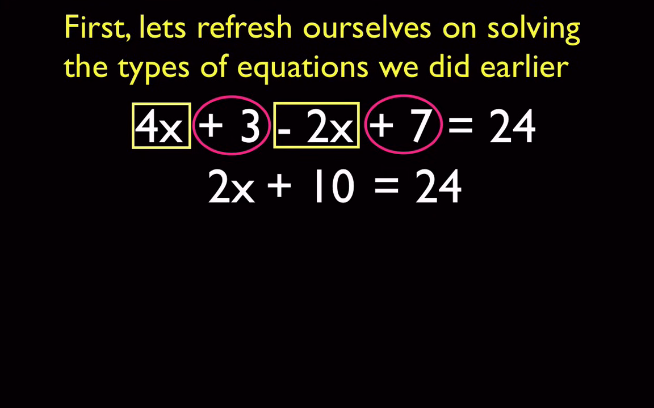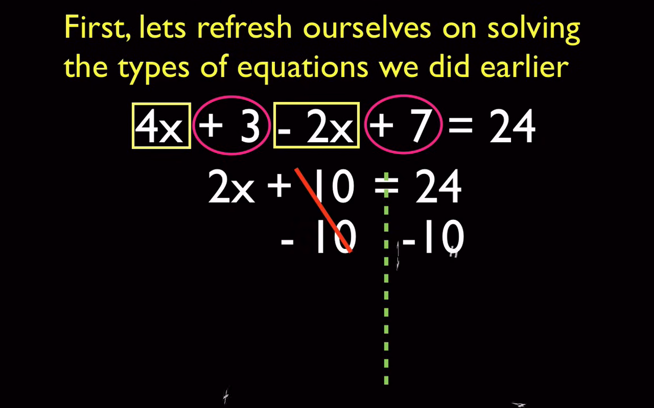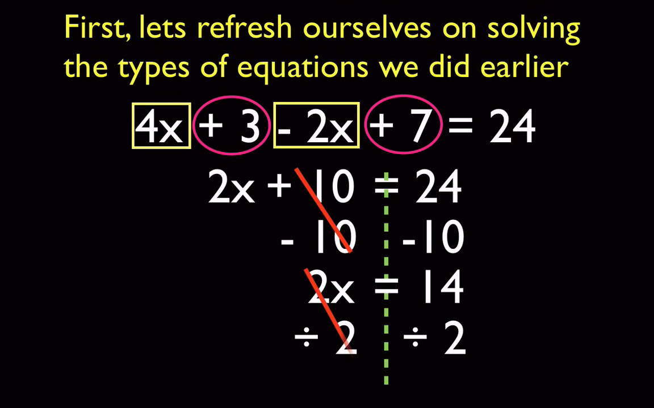Now what do we have? Well, a 2-step equation. So at this point, we're just going to follow the steps we know. We're going to go ahead and subtract 10 from both sides, and then divide by 2. And that's it. The problem is solved.